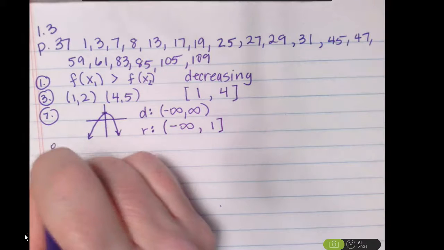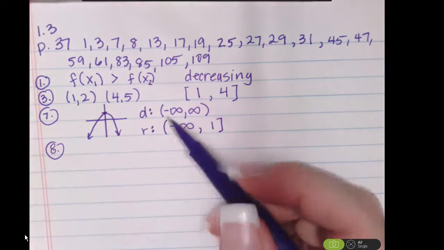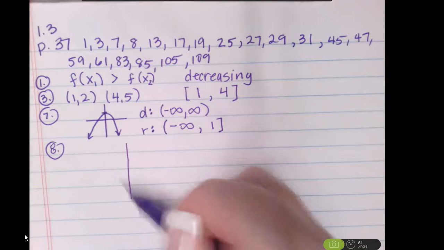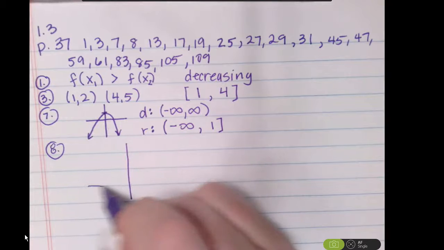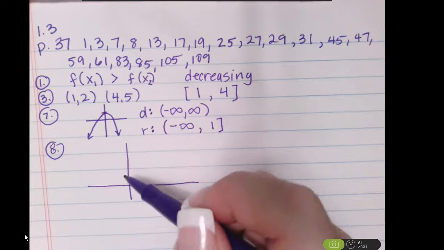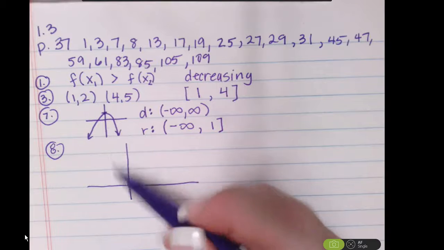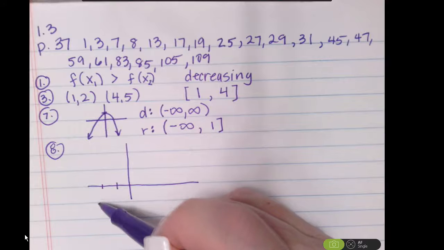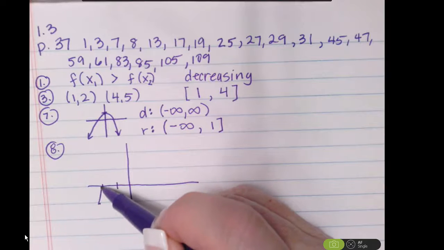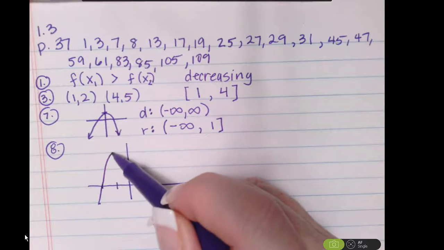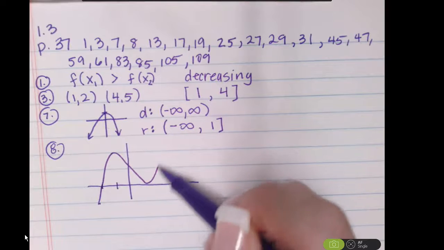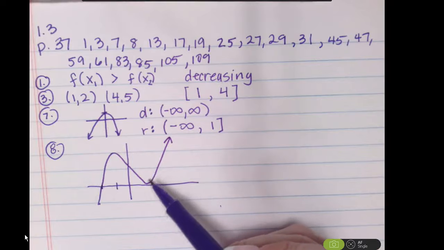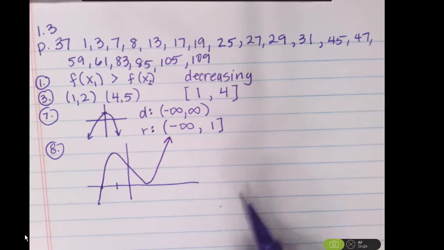Number 8 is going to be a similar type problem, except our graph looks a little different. We've got one inflection, it's probably a cubic graph. So we're crossing here. You can tell what these are just by looking at them, but like I said, I'm a visual person, so I do like to sketch things.